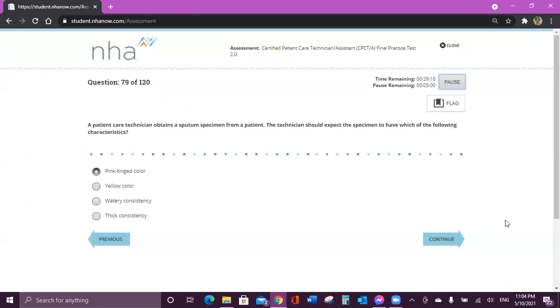A patient care technician obtains a specimen from a patient. The technician should expect the specimen to have which of the following.